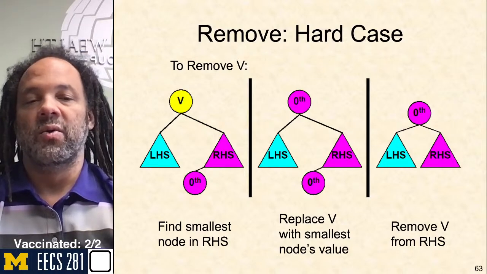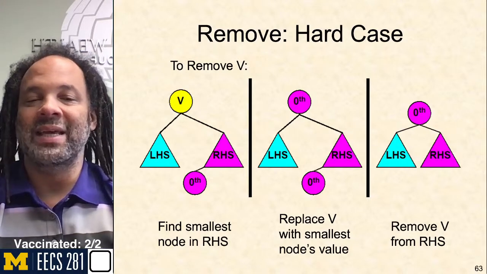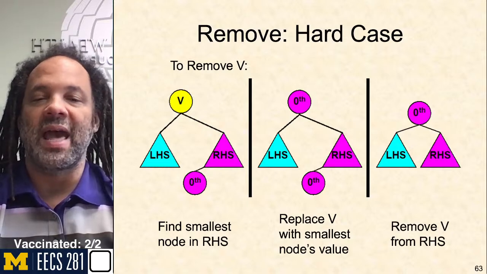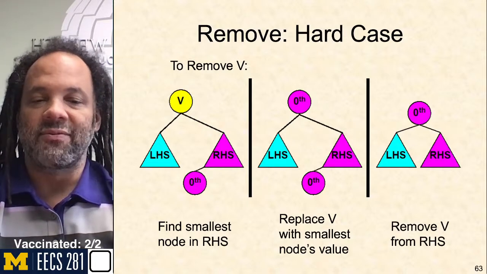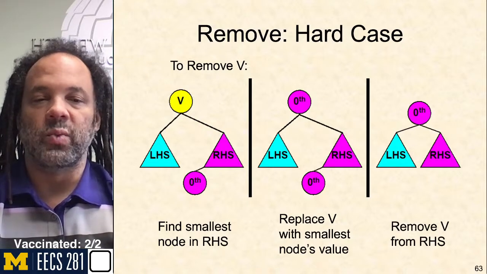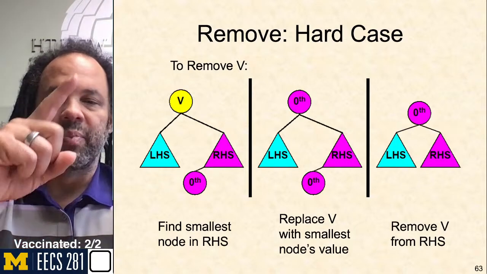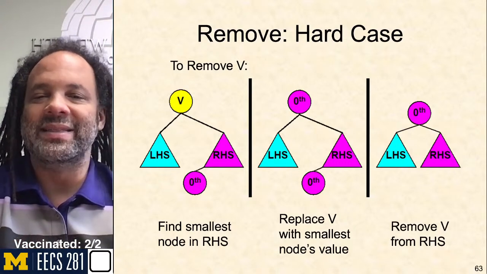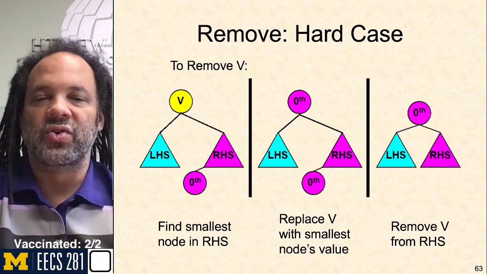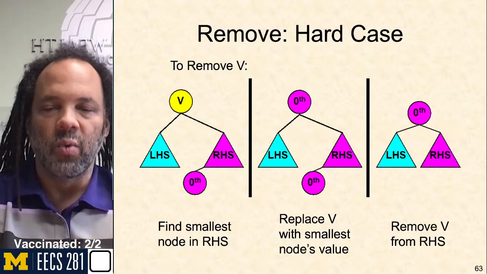That smallest right-hand side element, though, even though it's in the right-hand side, still has to be larger than every left-hand side element, so that fits perfectly just as well. So if we can find that in-order successor here and replace V with it, then we can quite easily delete V and still have our tree in perfect working order.